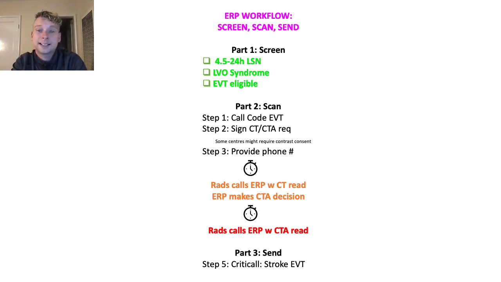Once the radiologist has seen the plain head, they may give you a call to make sure you want to proceed with CTA. For example, if they find a large intracranial hemorrhage, you may elect not to move forward with CTA imaging. Then, continue working until the radiologist calls back with a report on the CTA. If there's an LVO, move on to part 3, send the patient to an expert center through Criticall using a code stroke EVT language when you call Criticall.